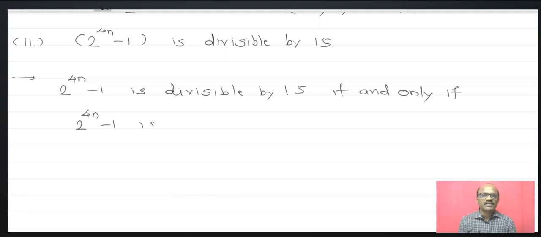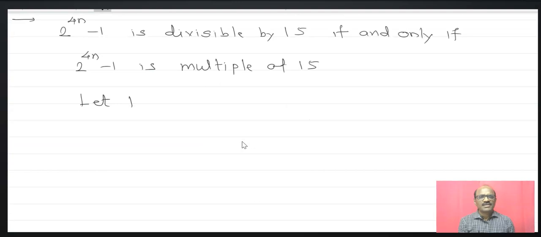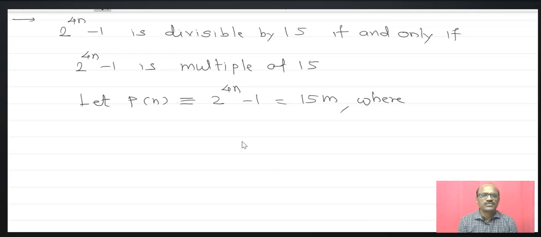2 raised to 4n minus 1 is divisible by 15 if and only if 2 raised to 4n minus 1 is a multiple of 15. Now let P(n) be: 2 raised to 4n minus 1 is equal to 15m, where m belongs to the set of natural numbers. Now here again, step number 1.